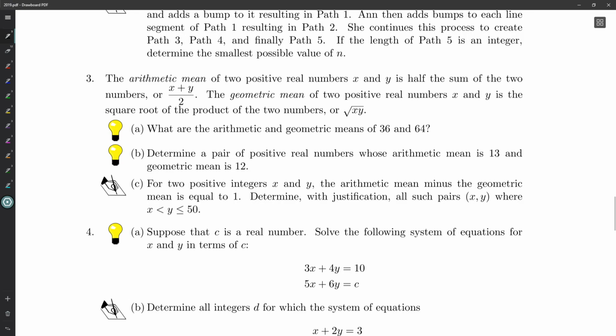Hello, ladies and gentlemen, and welcome back. We're looking in this video at question number 3 on our 2019 Hypatia paper.